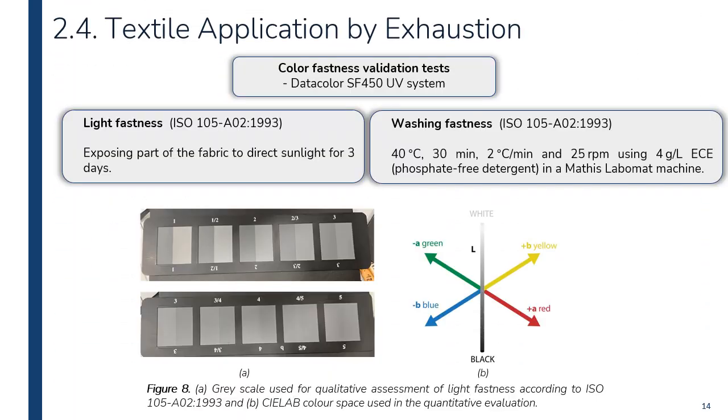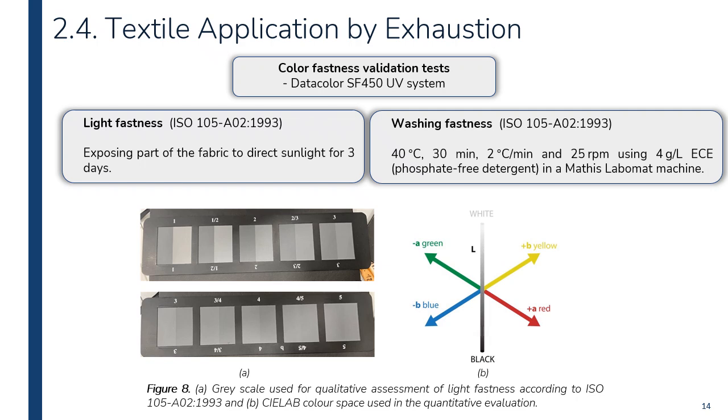Now for the color fastness validation test. Light fastness was evaluated by exposing part of the fabric to direct sunlight for 3 consecutive days, and washing fastness was tested at 40 degrees Celsius for 30 minutes using phosphate-free detergent (ECE). The color changes were rated using the grayscale, ranging from grade 1, which is strong color change, to grade 5, which is no color change.